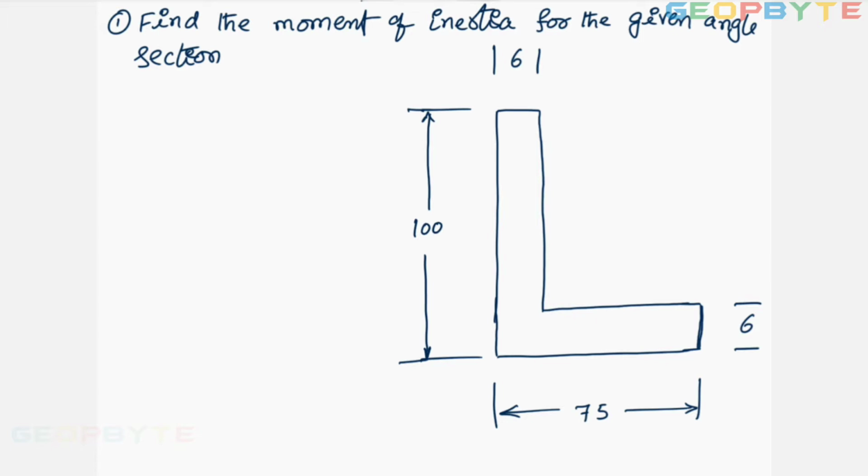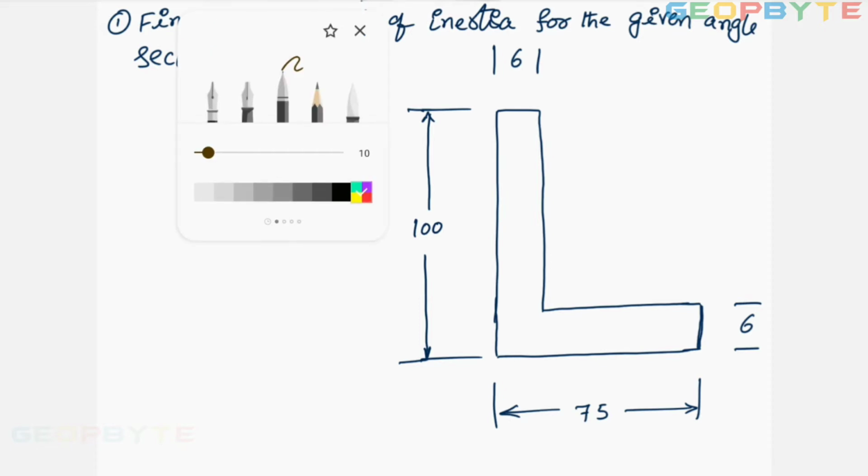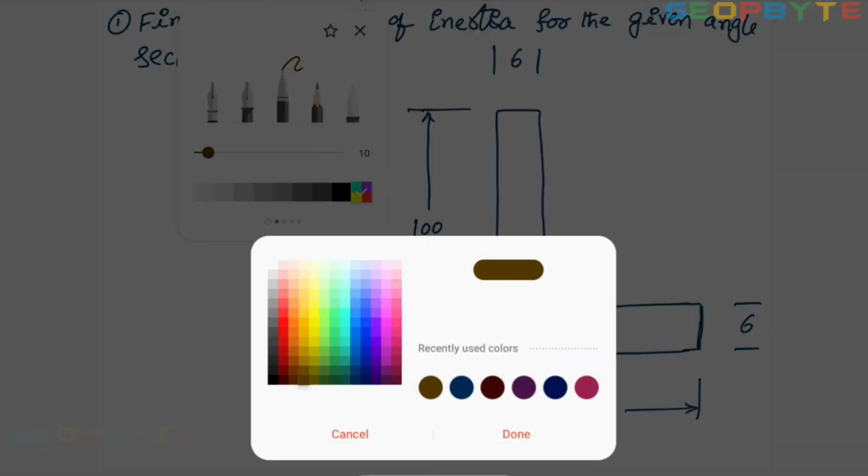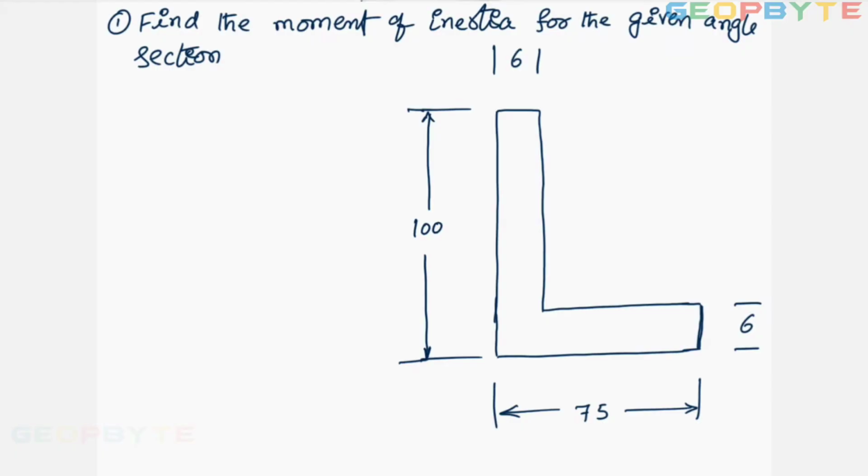These are all lengthy problems. I will explain the procedure. You can do the simplification part at home. Otherwise, I will give the simplification part also. First, let us cut the given section into two sections like this. I am cutting like this. You can also cut horizontally, that is not a problem. Now this is section 1, this is section 2.